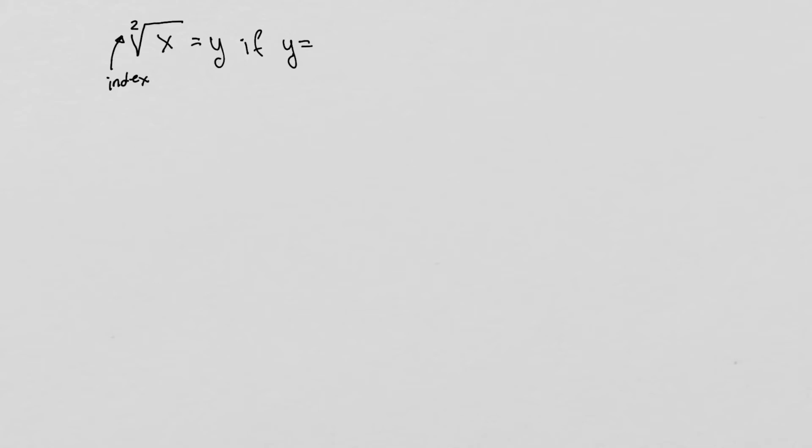if y, this number to that power, is equal to x. I know it sounds a little confusing. If y to the second power is equal to x. All right, so that's the definition. It says the square root of x, the square root of this number, is this number, if this number squared gives you this number. Let's try to clear it up with a few examples.